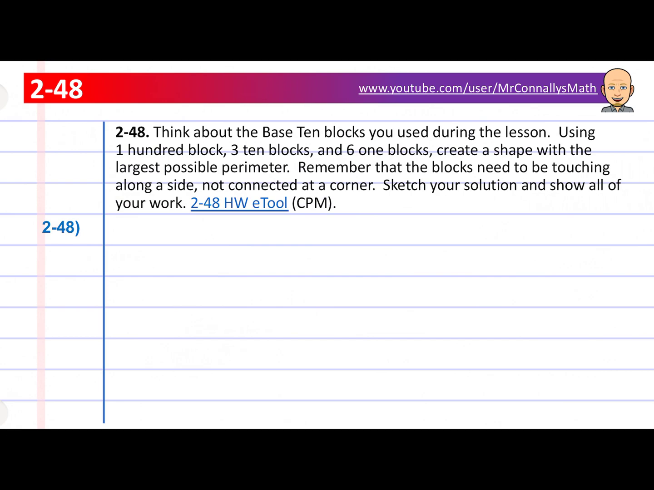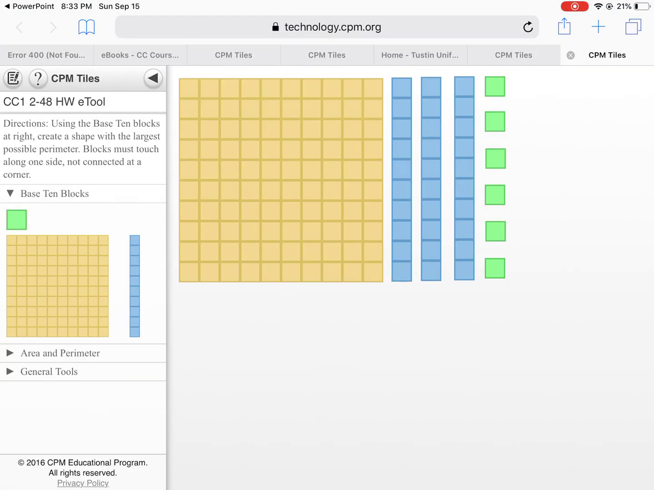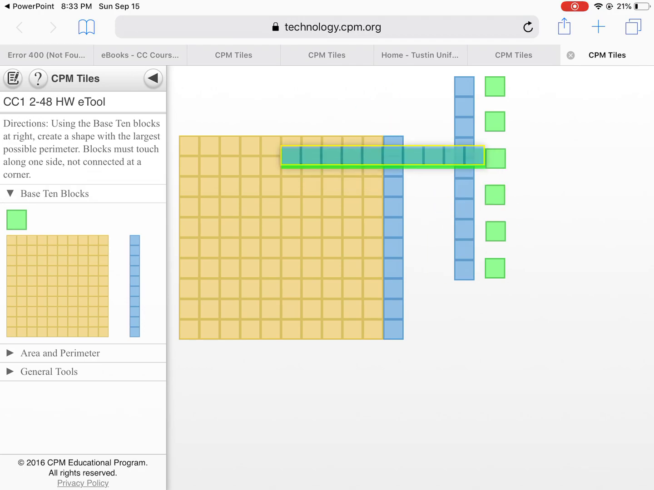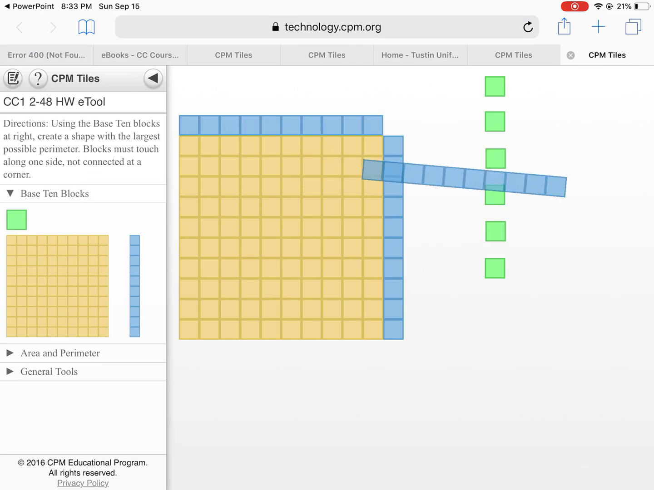Okay, I'm assuming you've already paused it and finished the last question. Now we're on to 248. Think about the base 10 blocks used during the lesson. Using 1 100 block, 3 10 blocks, and 6 1 blocks, create a shape with the largest possible perimeter. Alright, so this one you'll have to play around with the E tool. It'll help. Here's all those shapes right there. Okay, and now our goal is to make the biggest perimeter we can.